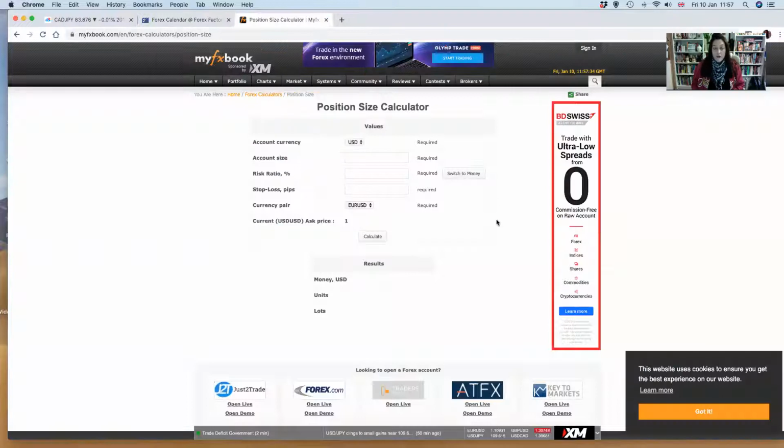Also, we give you the link to this, which is a brilliant position size calculator where you can work out, say your trading account was in US dollars, say you had $1,000 US dollars in your account, you only wanted to risk 3%, which is sensible, and say you're going for 10 pips, right?